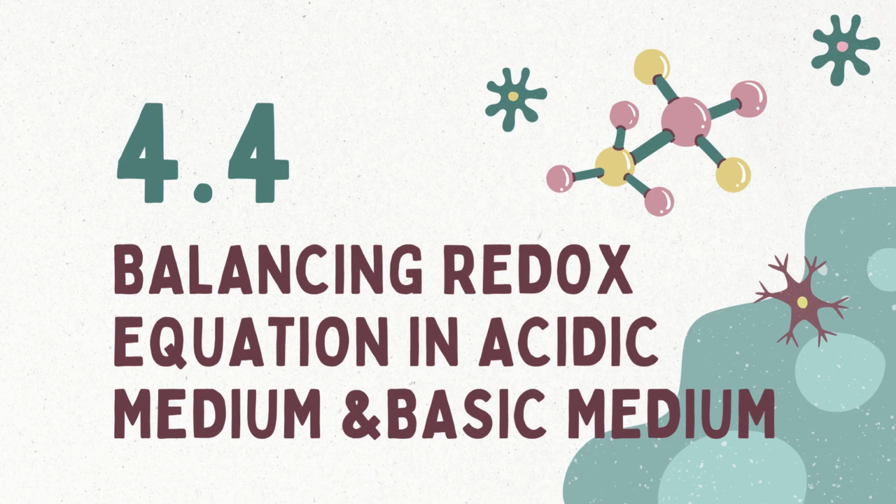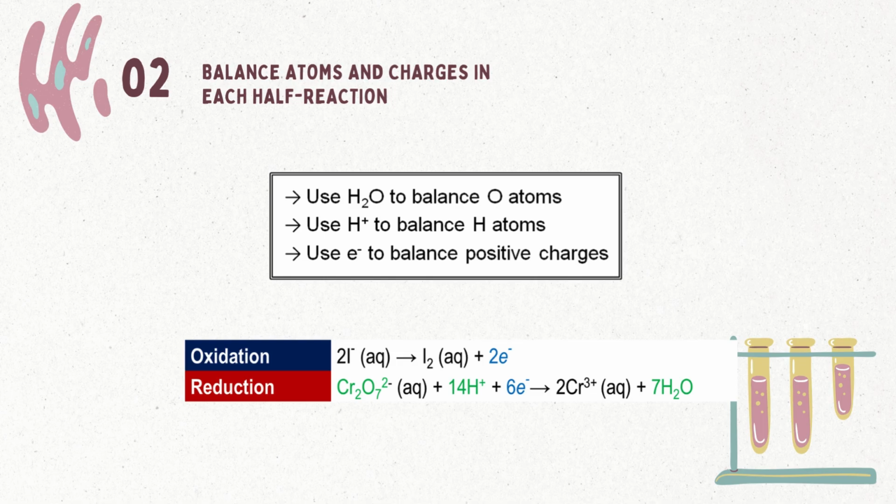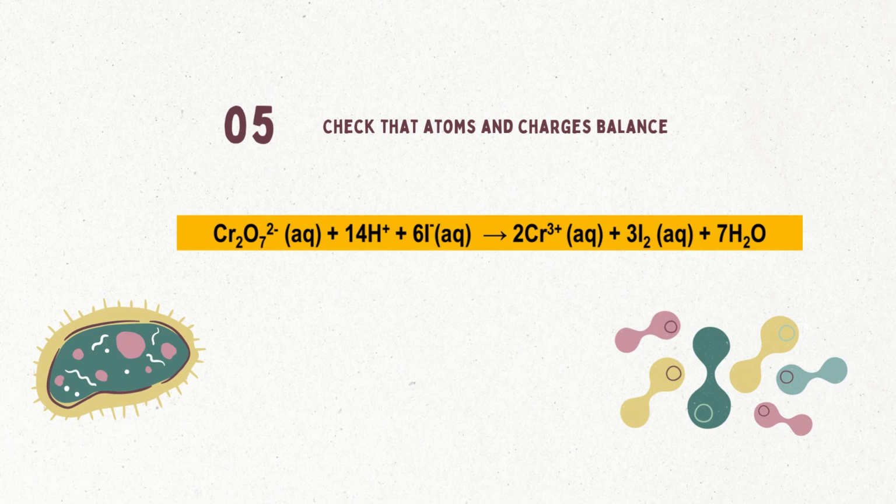4.4 Balancing redox equation in acidic medium and basic medium. First, we separate the reaction into half reactions and determine the oxidation number for species undergoing redox. Second, balance atoms and charge in each half reaction. Third, add the half reactions together, cancelling substances that appear on both sides. And last, check that the atoms and charge balance.